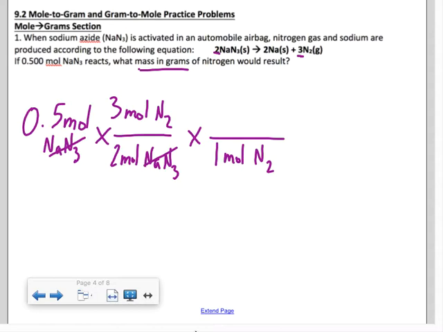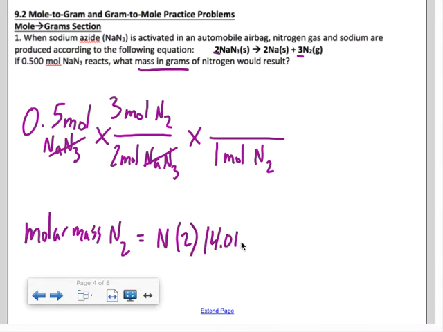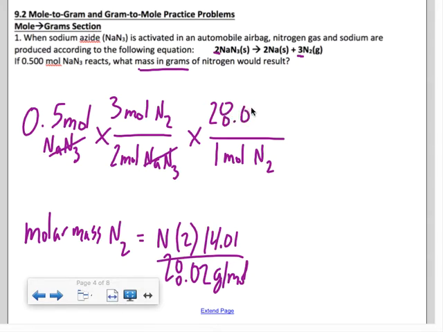So I have to find the molar mass of N2. So the molar mass of N2 is, I have nitrogen, 2 of them at 14.01, I meant to say 14.01, is 28.02 grams per mole. So that goes on top here. 28.02 grams of N2 are in 1 mole of N2.